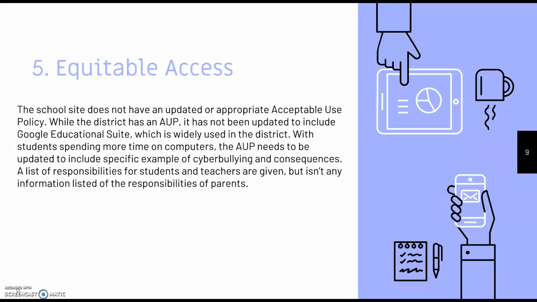Equitable access. The school site does not have an updated or appropriate acceptable use policy. While the district has an acceptable use policy, it has not been updated to include Google Education Suite, which is widely used in the district. With students spending more time on computers, the AUP needs to be updated to include specific examples of cyberbullying and consequences.